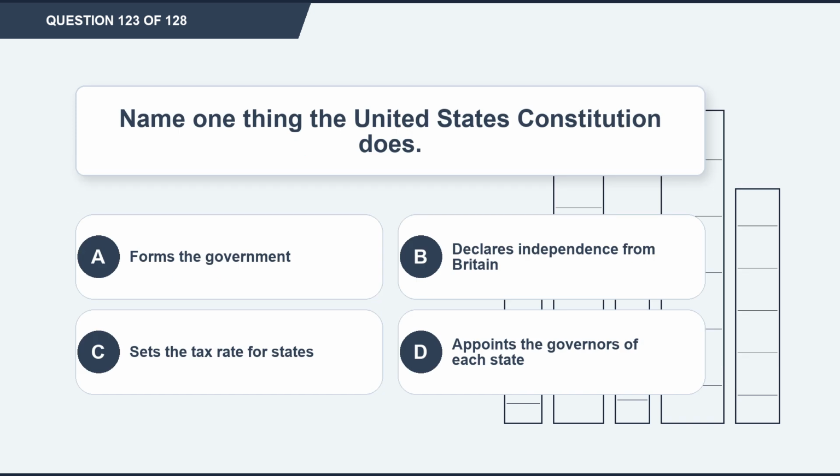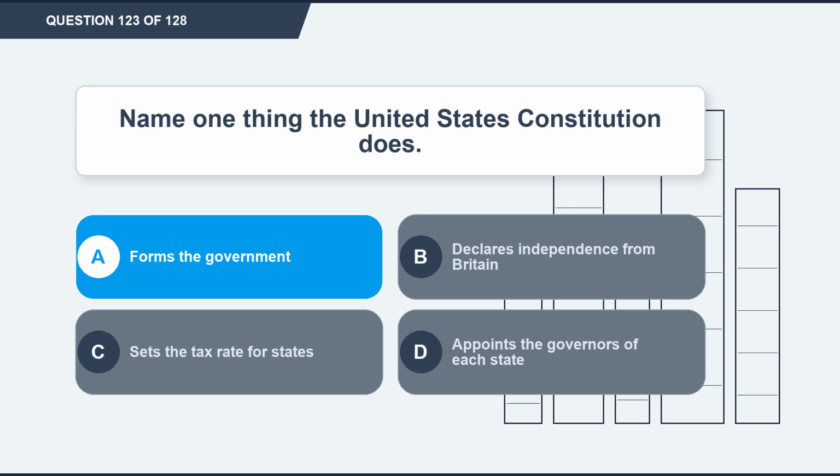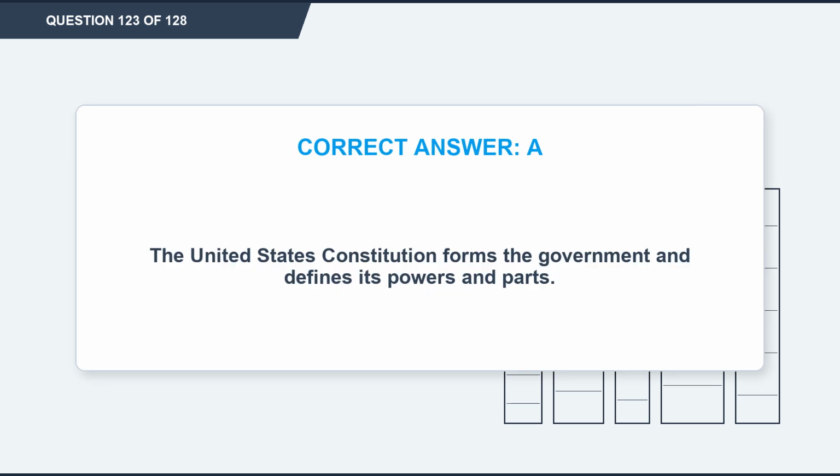Question 123. Name one thing the United States Constitution does. Option A, forms the government. Option B, declares independence from Britain. Option C, sets the tax rate for states. Option D, appoints the governors of each state. The correct answer is option A, forms the government. Explanation. The United States Constitution forms the government and defines its powers and parts.